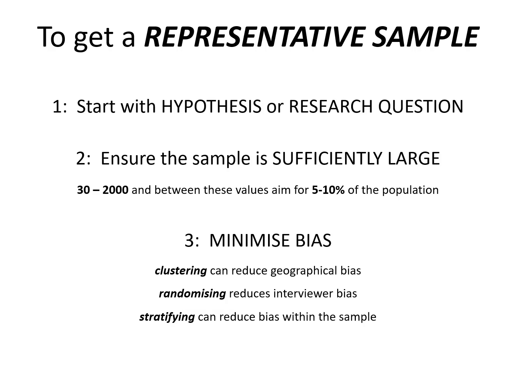Clustering can address geographical biases. Randomizing can reduce interviewer or researcher bias. And stratifying can reduce bias within the sample. And you generally use all these different techniques at once, so you can have a clustered, randomized, stratified sample.